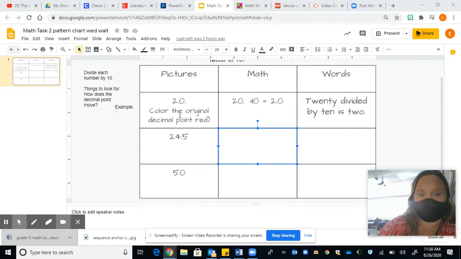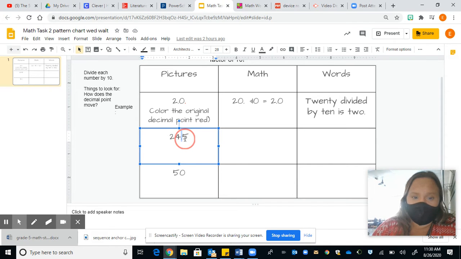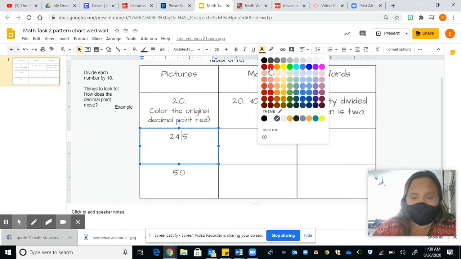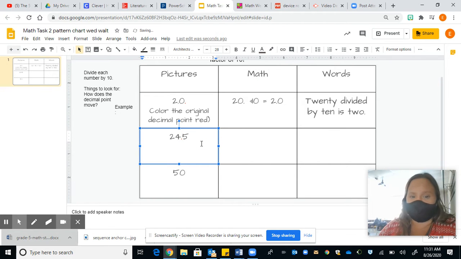So in these parentheses, it says to color the original decimal point in red. So that was to make sure that you understood what the original number was. So the first thing we're going to do is color this original decimal point red. We're going to highlight it, go to the A, and make it red. And now we know that the original number is 24.5.